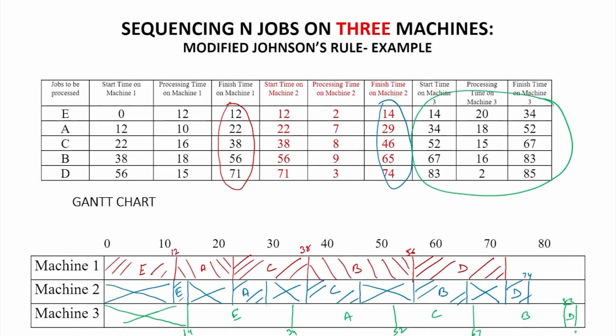So, this is how the plan for machine 3 is. Machine 3 up to 14 it is idle, then 14 to 34 it is E, 34 to 52 it is A, 52 to 67 it is C, then 67 to 83 it is B, and then 83 to 85 it is D. So, this is how we are able to schedule these jobs.